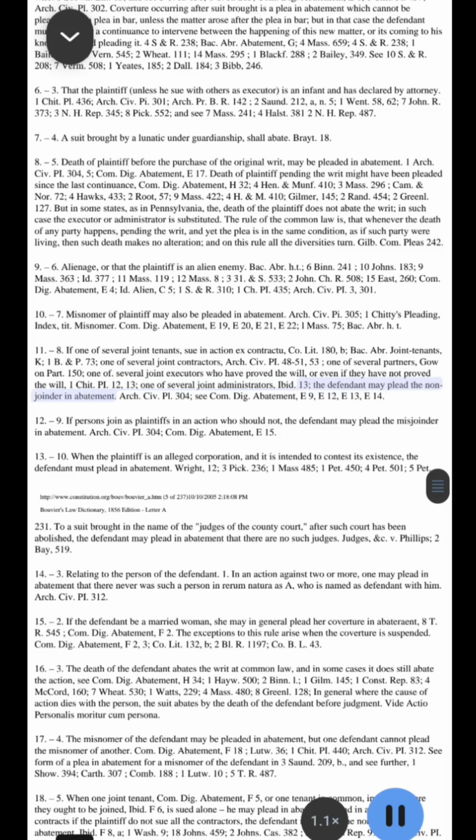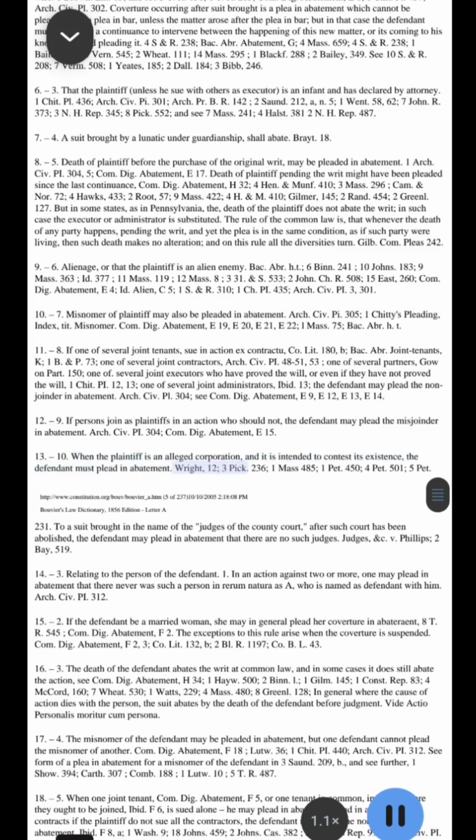The defendant may plead the nonjoinder in abatement. Arch. Civ. Pl. 304, Com. Dig. Abatement, E9, E12, E13, E14, 12. 9. If persons join as plaintiffs in an action who should not, the defendant may plead the misjoinder in abatement. Arch. Civ. Pl. 304, Com. Dig. Abatement, E15, 13. 10. When the plaintiff is an alleged corporation, and it is intended to contest its existence, the defendant must plead in abatement.